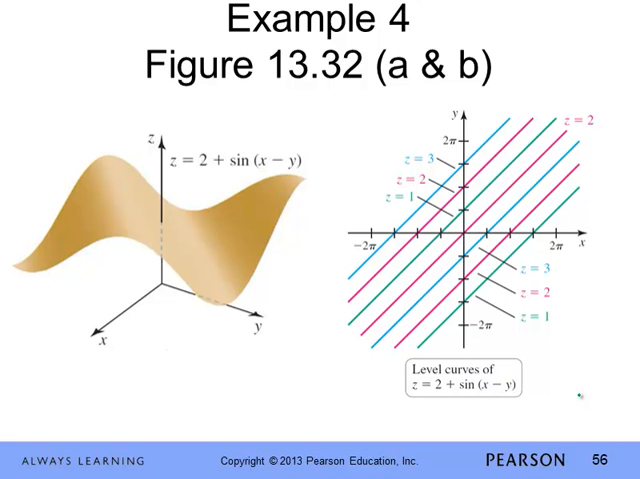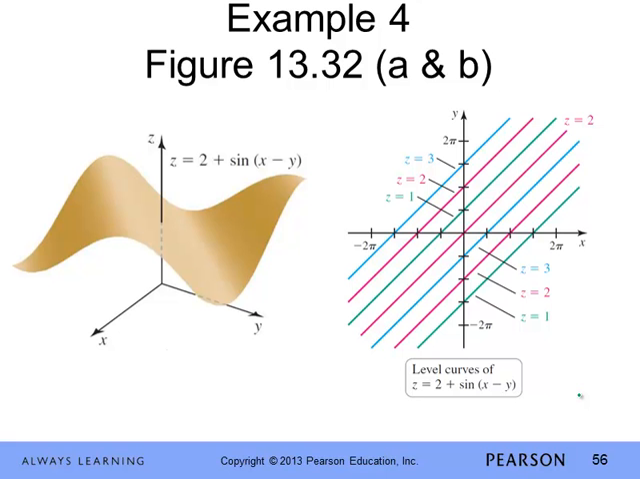Because we are not going to be given a surface. This is just what the surface happens to look like. But how could we get that? Well, again, set z equal to some different number. Now, we know from the context of the problem that z couldn't possibly be 4 or negative 6 or whatever, because we know that the sine function varies between negative 1 and positive 1. So that means that z can never be less than 1 nor greater than 3.